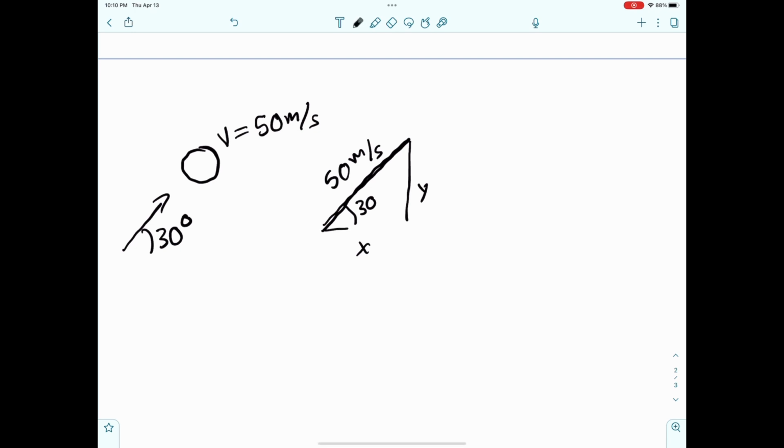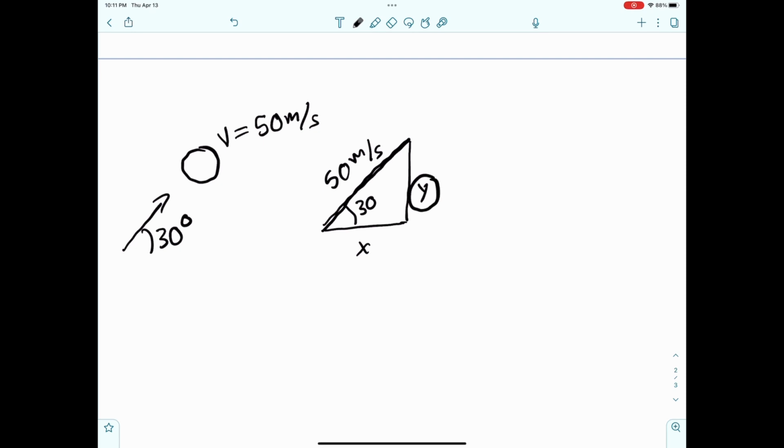What we're going to do is approach this problem separately in the x direction and separately in the y direction. The x direction and the y direction have no correlation with each other, and they act completely independently. However, the object's motion is a combination of both. So how do we solve for y here?